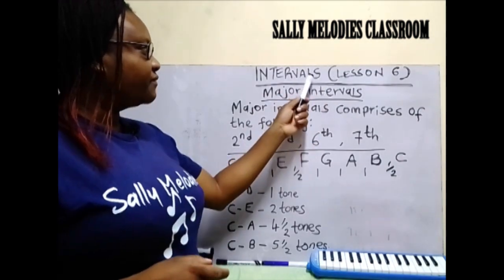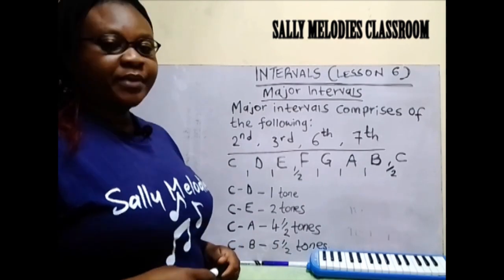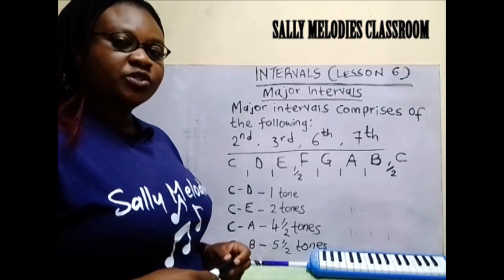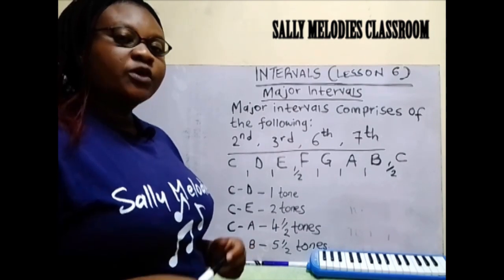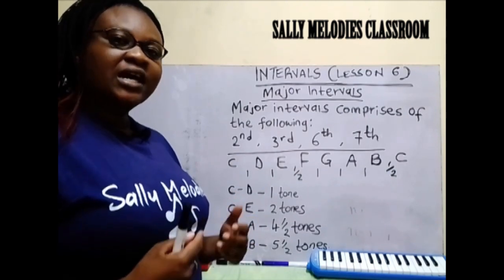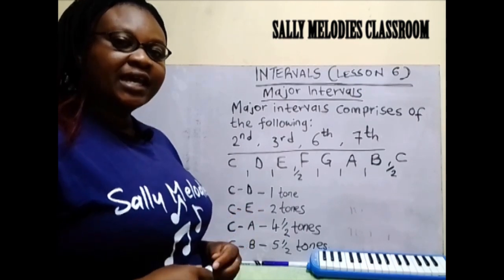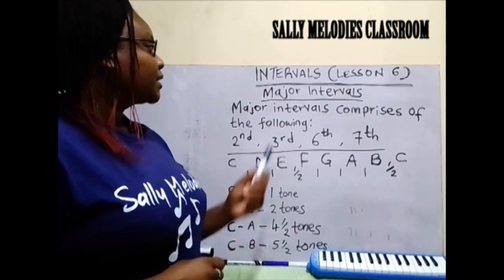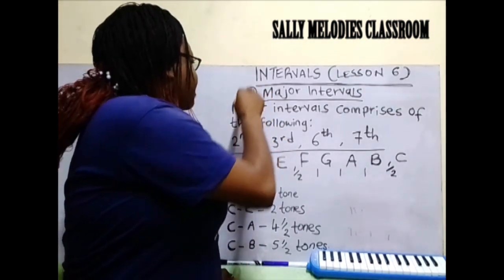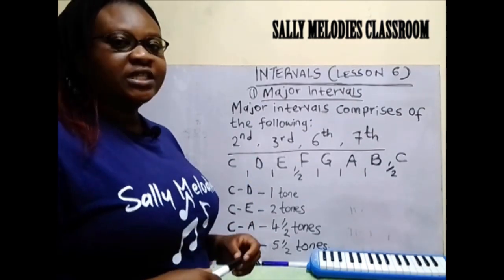This is intervals lesson 6. We are still progressing, and remember in the previous lesson we learned about the qualities of intervals. We had major intervals, minor intervals, perfect intervals, augmented intervals, diminished intervals, and we also had enharmonic intervals. Let's look at major intervals. We are going to take it as number 1 in our list of qualities of intervals.